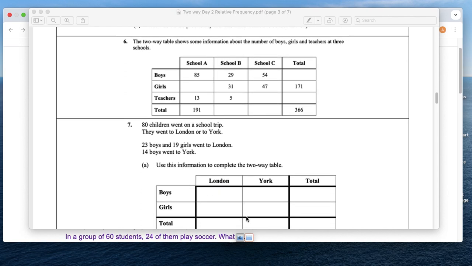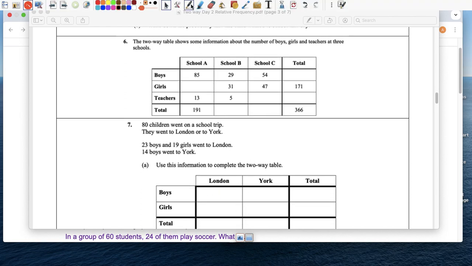6. All it says here is complete the two-way table. Ugh. There's some math involved here. So 85 plus 13 minus 191. So this would be 93. 29 plus 31 plus 5. This would be a 65.